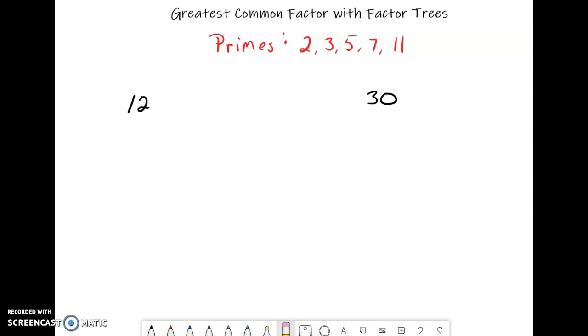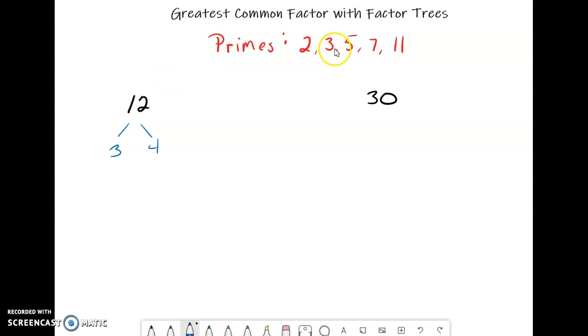We're finding the greatest common factor with factor trees. The primes are 2, 3, 5, 7, and 11. So we're going to take our first product here, 12, and we're going to break it down to 2 factors. You can do any 2. I'm going to do 3 times 4.